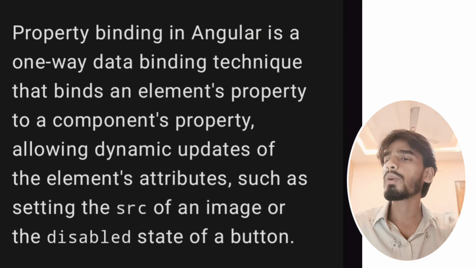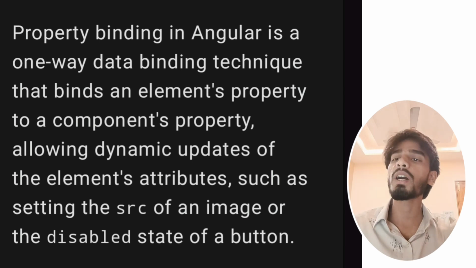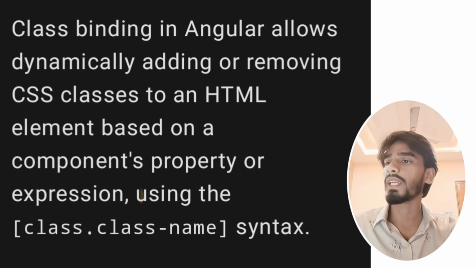Property binding. Property binding in Angular is a one-way data binding technique that binds an element's property to a component's property, allowing dynamic updates of the element's attributes, such as setting the src of an image or the disabled state of a button. Class binding. Class binding in Angular allows dynamically adding or removing CSS classes to an HTML element based on a component's property or expression using the class.className syntax.